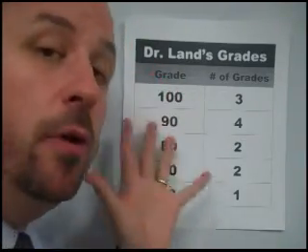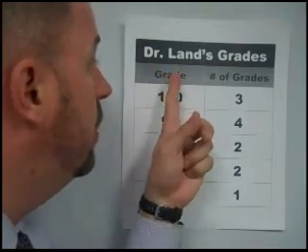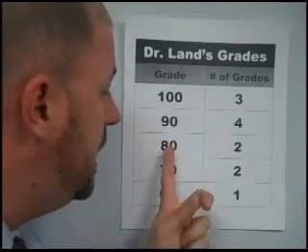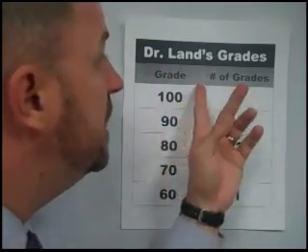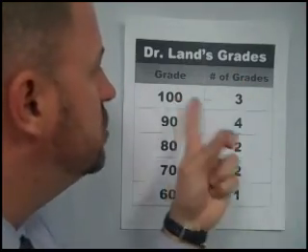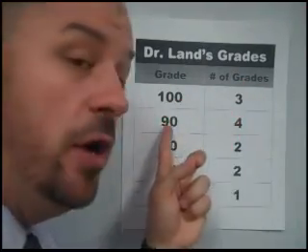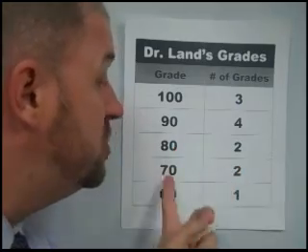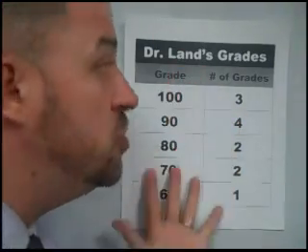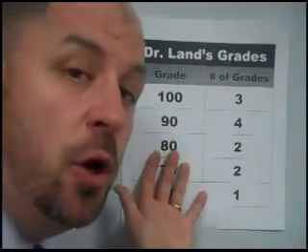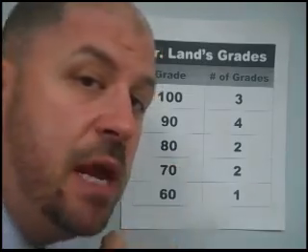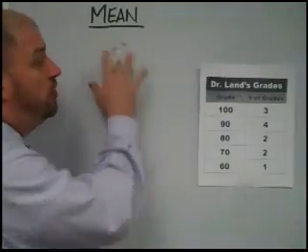So if we look at our table, we're going to always start with the table. We see a grade of 100, 90, 80, 70, and 60, and then we see number of grades. So that means there's 3 100s, 4 90s, 2 80s, 2 70s, and 1 60. And those are his grades. This is the data that we're going to work with. So guys, let's start with mean.